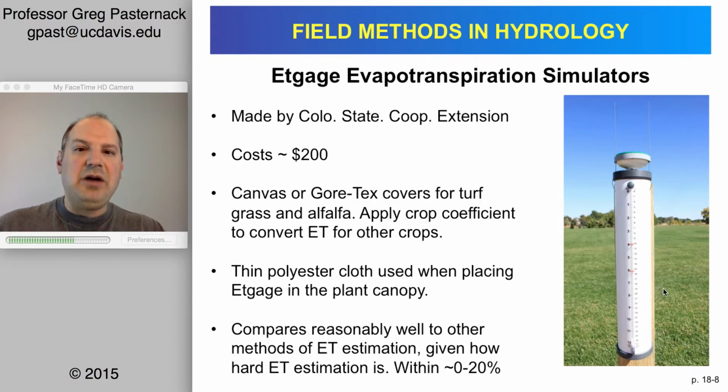And in this case, it's mounted to a post over turf grass. And so you can see it's not like it's in the canopy. It's not at canopy level, but it can be used both in the open and at canopy level, depending on what you're looking for. Also, they've done a lot of work to try to compare this to other methods, and of course other methods are not highly accurate or precise either, but it tends to be within 0 to 20% of other methods. So that just shows there's a lot of variability with evapotranspiration measurement anyway.